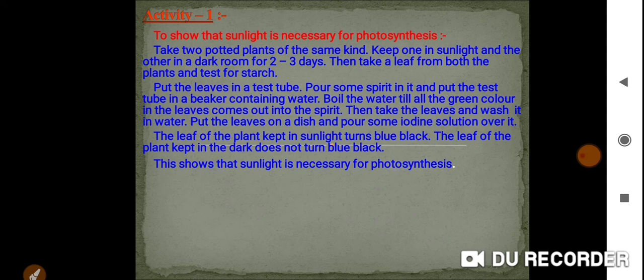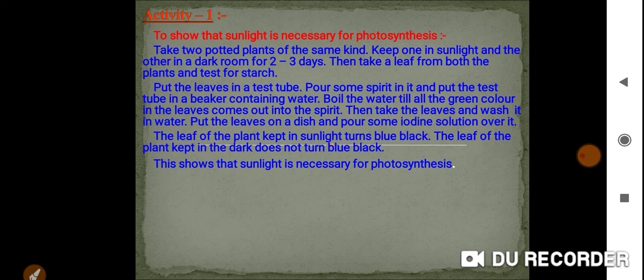Are you getting my point? We have to heat it for 5 to 10 minutes, in which the spirit will completely remove the green color present in the leaves. Then after that, what do we have to do? We have to take those leaves out with the help of a pair of tongs.